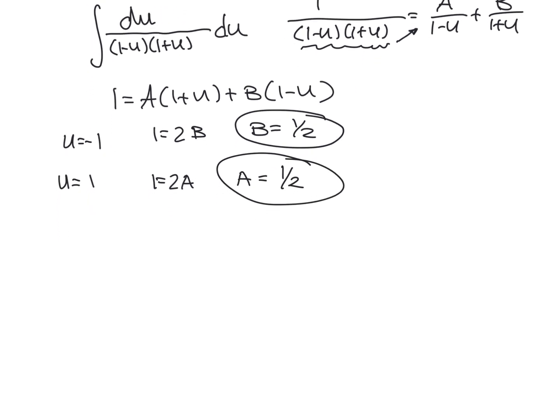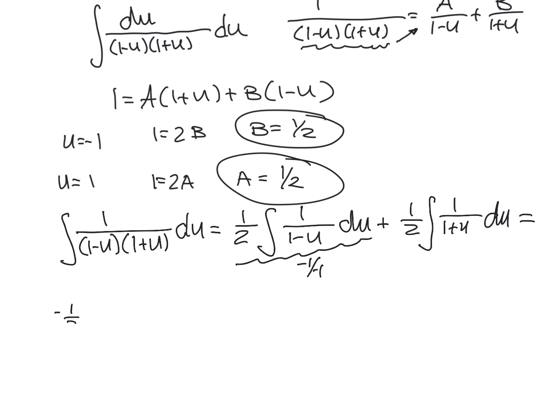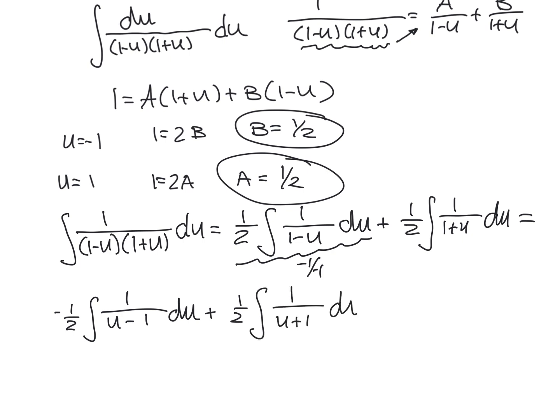And our integral of 1 divided by 1 minus u times 1 plus u du can now be expressed as 1/2 times the integral of 1 divided by 1 minus u du plus 1/2 times the integral of 1 divided by 1 plus u du. Now, let's look at the integral on the left, and let's rewrite it by multiplying it by minus 1 over minus 1. We want to view it in this form. The numerator minus 1 will give us minus 1/2. The denominator minus 1 will go into the denominator and turn 1 minus u into u minus 1. And we leave the other one alone, 1/2 times the integral of 1 over u plus 1.